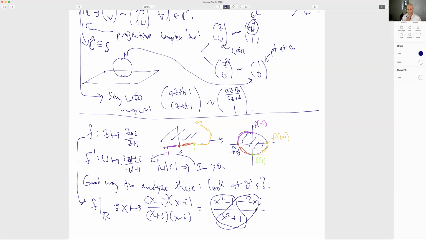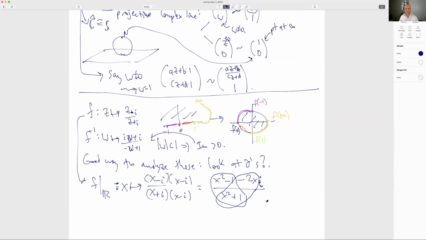Professor? Yes. Would it be easier to notice that the top is the complex conjugate of the bottom, and hence the division has to be magnitude 1? Yep, that'll tell you that it's symmetric from the top to the bottom.